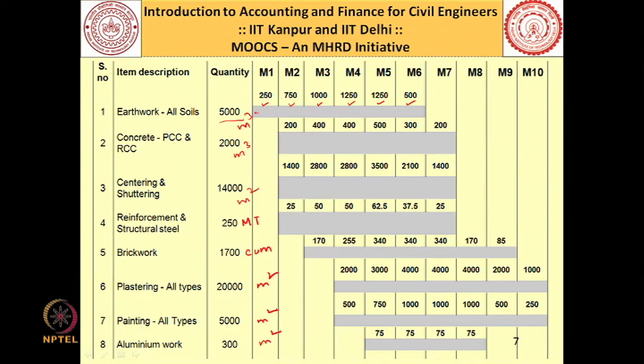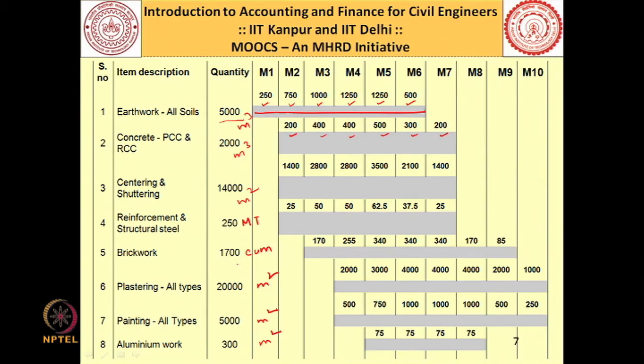So, the total earthwork I am planning to do in 6 months' time. Likewise, concrete 2000 cubic meter, I have split it into 200, 400, 400, 500, 300 and 200. Likewise, for all the items, whether it is centering and shuttering, reinforcement, brickwork, I have given the schedule, that means how many months I am going to take and what is the quantity that I am going to do on a monthly basis. Now, you will see how, using this schedule and month wise quantity estimate, I am going to derive my labor schedule.